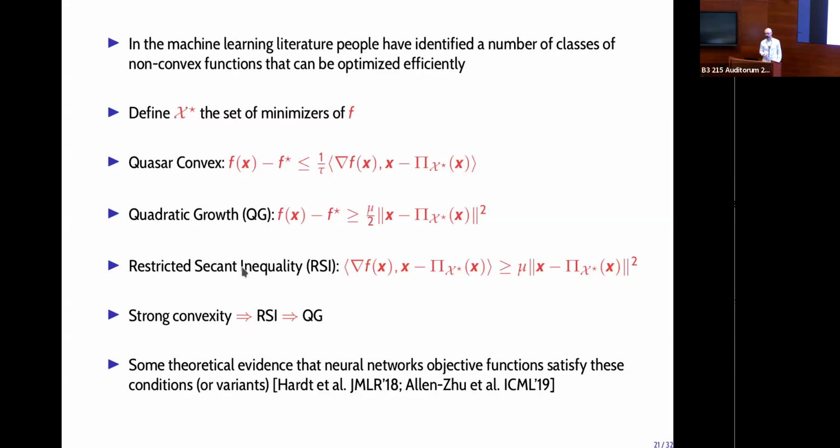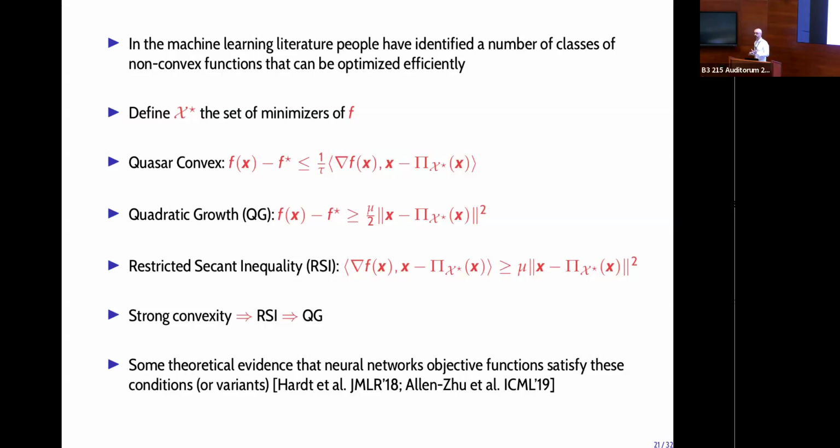Another one is the restricted secant inequality, which says instead that the inner product of the gradient of f of x with x minus x star is greater than mu multiplied by the squared distance between x and x star. Now, strong convexity immediately implies the restricted secant inequality, and the restricted secant inequality also implies quadratic growth. So you can see a hierarchy of ways to weaken these conditions.